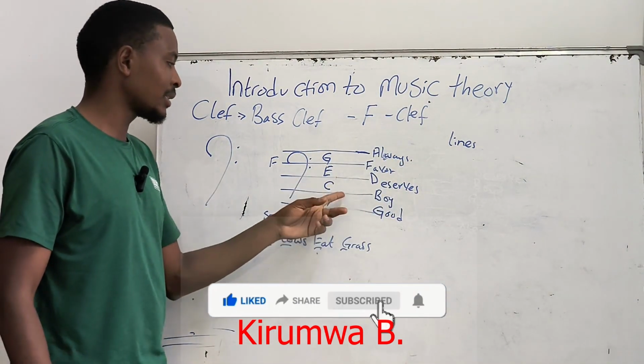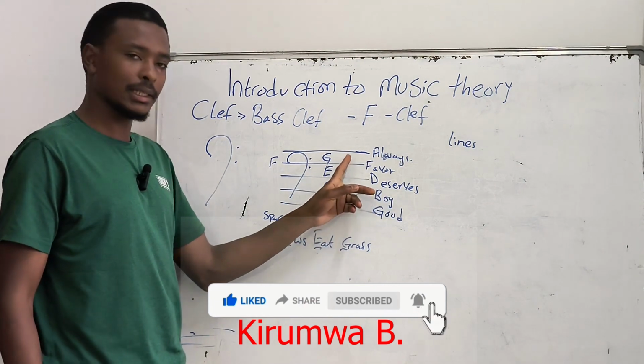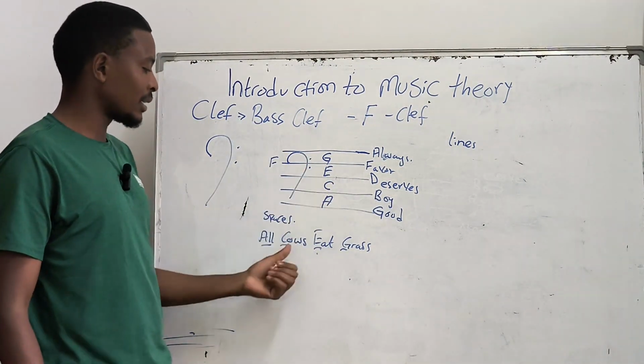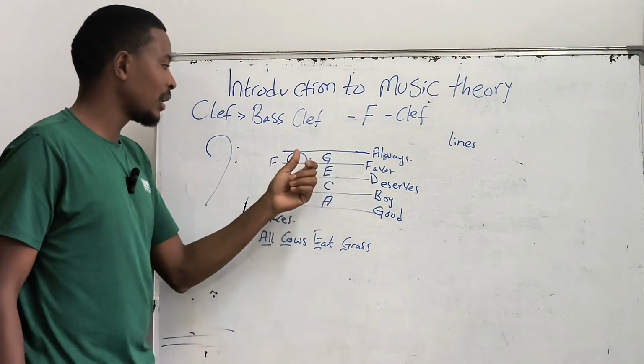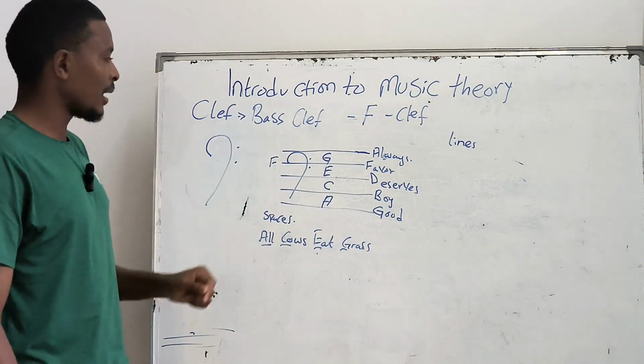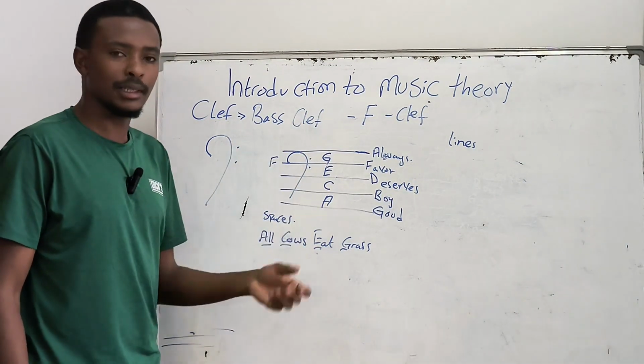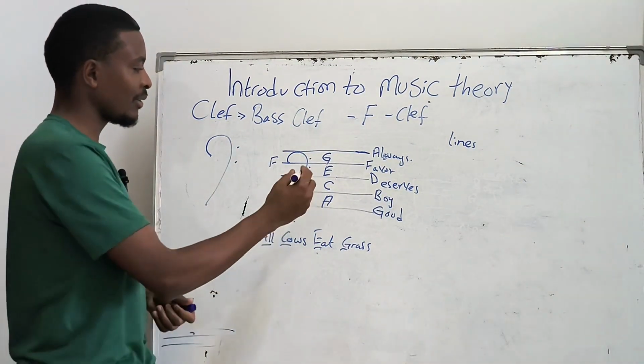By saying that, you have just named the lines on your bass clef, and saying all cows eat grass, you have just named the spaces on your bass clef. So having done this, then it is very easy for you to write your notes.